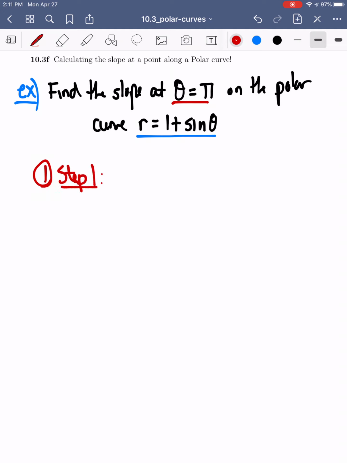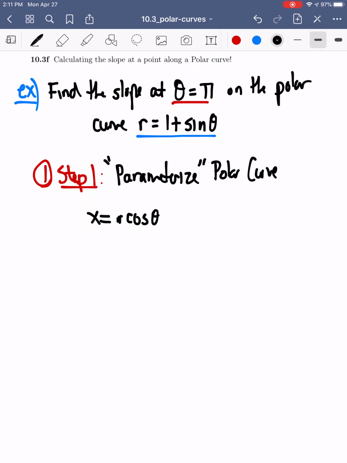So I'll say step 1. This is really just a reminder, we need to parameterize this first. We always know that x is equal to r cosine theta. And in this case, our r is just equal to 1 plus sine theta. So x is equal to 1 plus sine theta times cosine theta. Again, 1 plus sine theta, that's our r.